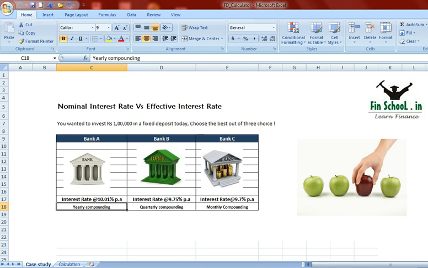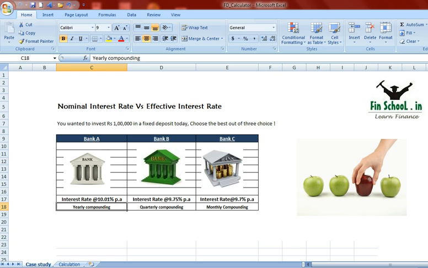Hi friends, welcome to this video on nominal interest rate and effective interest rate. One of the most common mistakes made by investors while choosing a bank's fixed deposit is that they don't really understand the ideal difference between nominal interest rate and effective interest rate. They are attracted towards the nominal interest rate offered by the bank.